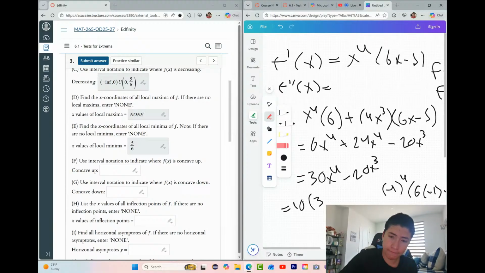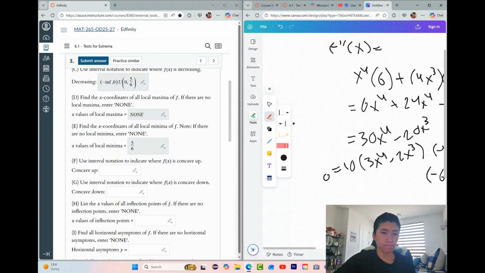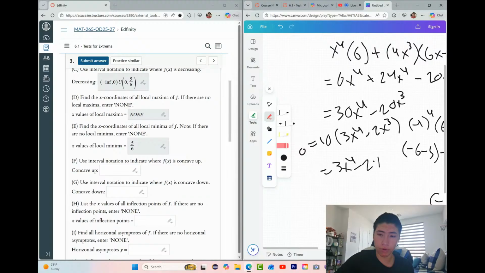10, 2. There we go. Yeah. Makes sense. We need that equal to 0 because we need to find our inflection point. So we have 3x to the power of 4 minus 2x to the power of 3. No undefined points, but let's see what equals 0. Well, yeah, x equals 0, right? That's all we have.